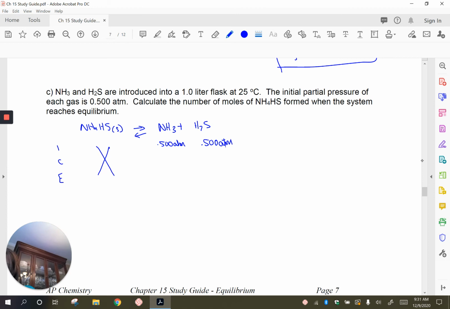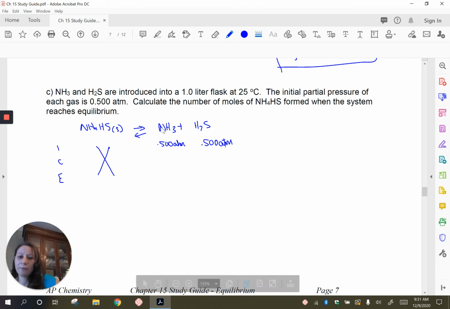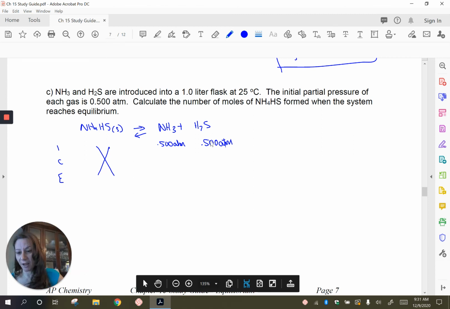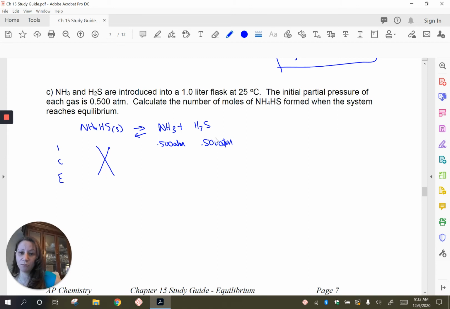So let's do an ice chart. We're starting out with these two, and as time goes by, we are going to have a reaction between the two of them, and we're going to use up some of them to form some of this solid. So the change would be that some of this gets used up. We don't know how much. We're going to say minus x. And it's a 1-to-1 ratio here, so this is also minus x. And so at equilibrium, this is 0.5 minus x, and this is 0.5 minus x.